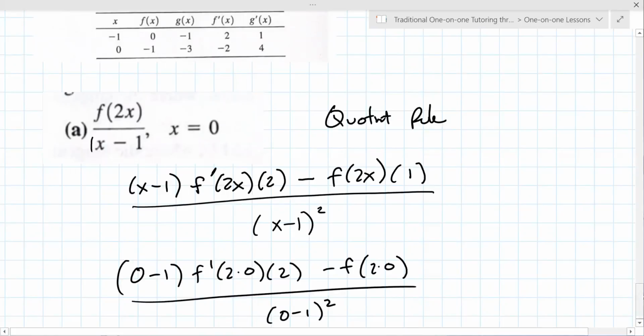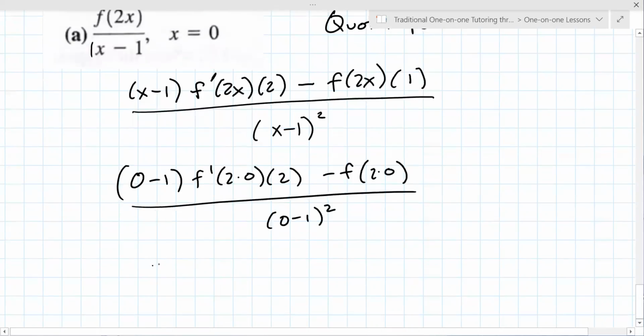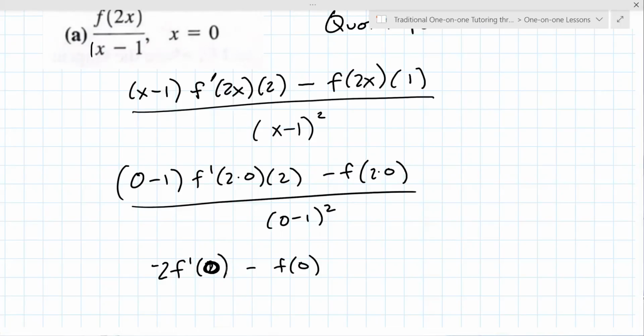So -1 times 2, f prime of 2. Yes, and this 2 comes out in front, minus f of 0. I'm sorry, this is f of 0. Sorry, f prime of 0. And then -1 squared, so just 1 on the bottom. Over 1. Right, -1 squared becomes 1.